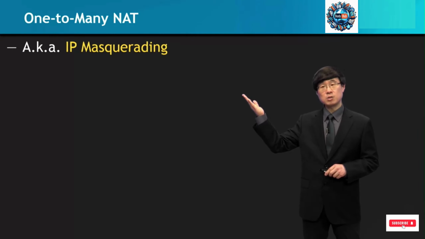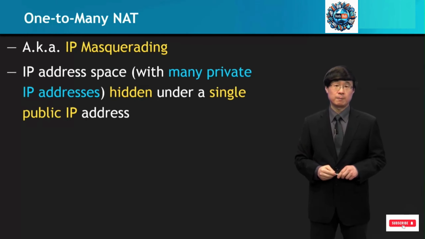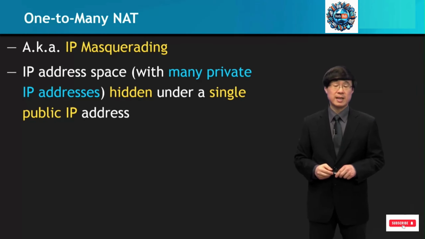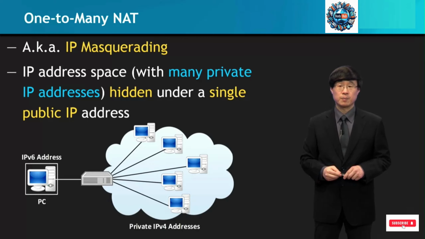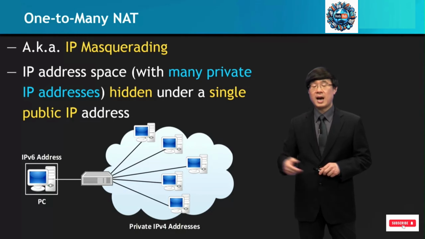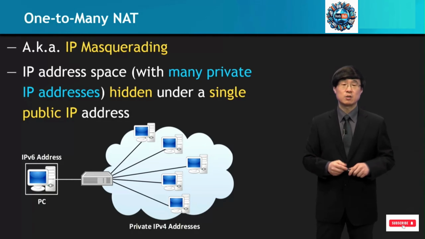One-to-many NAT is also known as IP masquerading. An address space that includes many private IP addresses can be hidden under a single public IP address that is used externally. For example, these private IP addresses may be using one representative IP address when they connect to the internet.